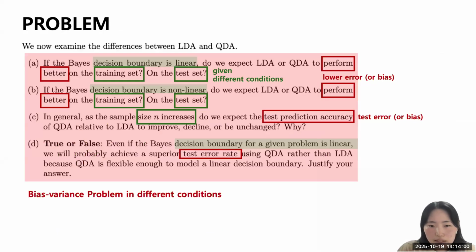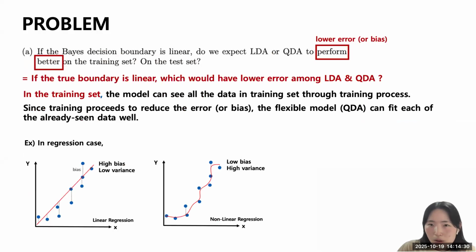We now examine the differences between LDA and QDA under different conditions. Each sub-question A to D compares their performance on training and test sets or under varying sample sizes. The problem is asking about the bias-variance trade-off results in different given conditions, because the main difference between LDA and QDA usually derives from their bias-variance trade-off.